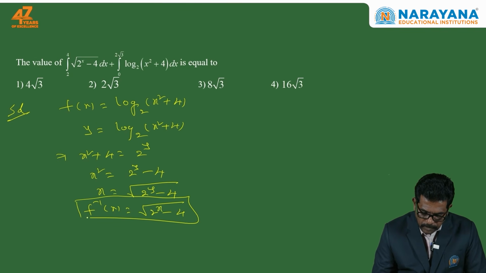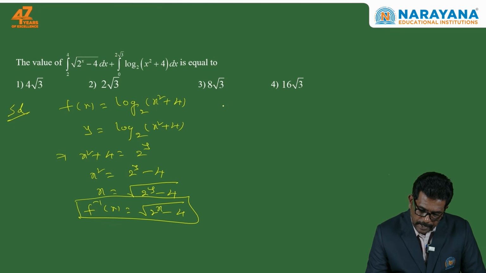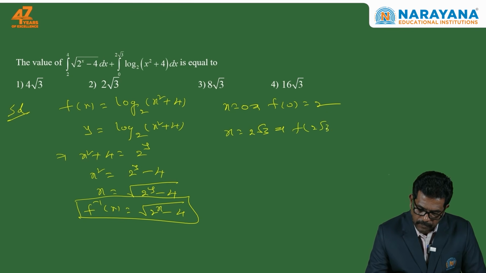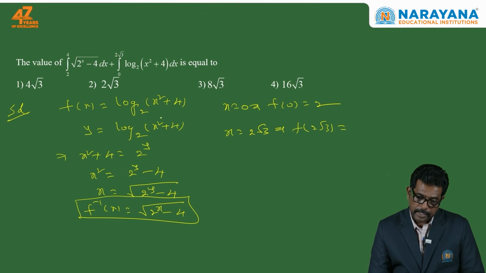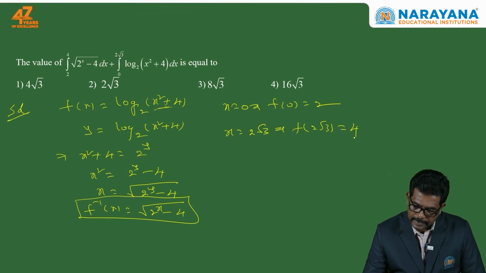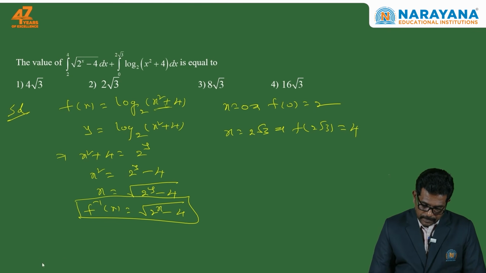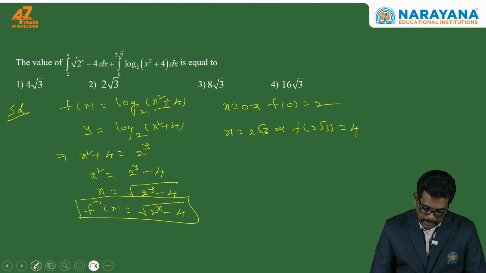Therefore, f inverse of x is equal to the square root of 2 to the power of x minus 4. Moreover, by substituting x equal to 0, we get f of 0 equal to 2. Substituting x equal to 2 root 3, 2 root 3 whole square is 12, plus 4 is 16, hence f of 2 root 3 is 4. So the given definite integral expression can be written as follows.